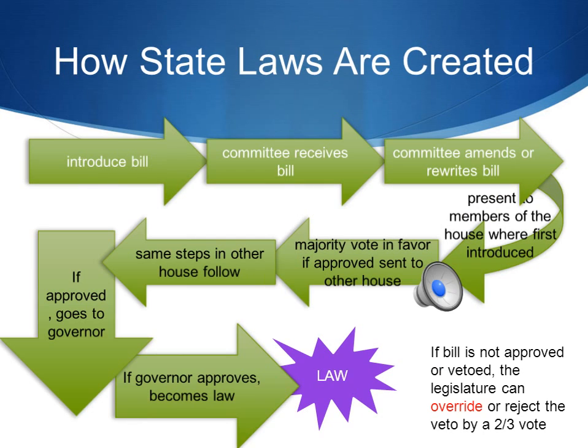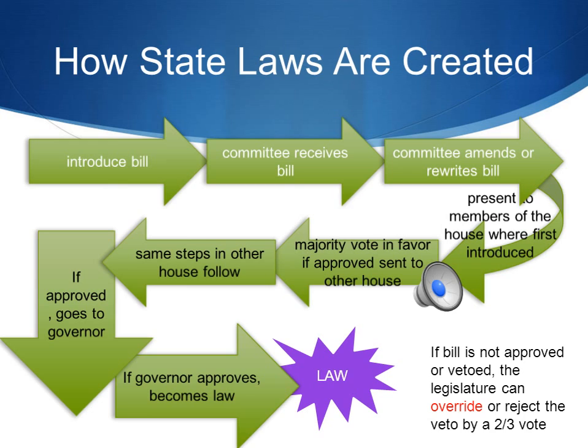So I know you're dying to know, how are state laws created? Well, much like our federal government, they introduce a bill. And then the committee, you know how it's broken up into certain committees, they receive the bill. And the committee can decide to amend, meaning change or alter, or rewrite the entire bill. So these specialized committees will look at, say, a bill on highway maintenance, and they're adding some things, taking some things away. Well, then they present it to the members of the House where it was originally introduced. So it goes back to the House, and then they decide to vote.